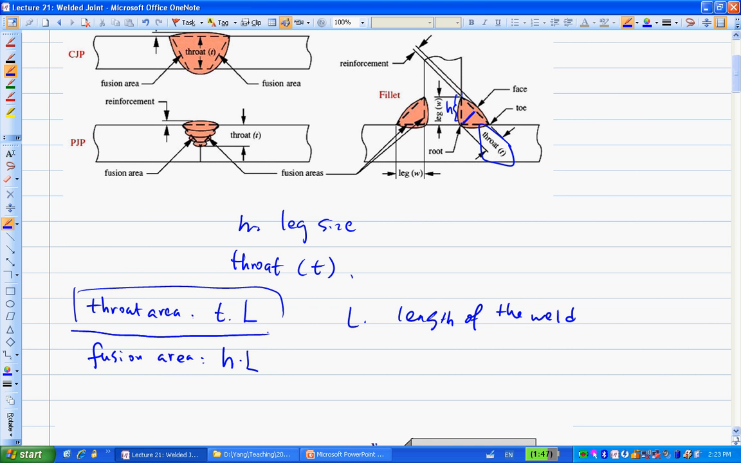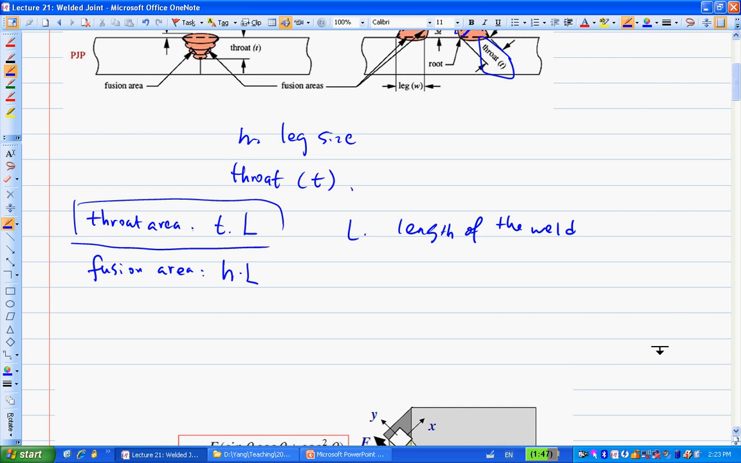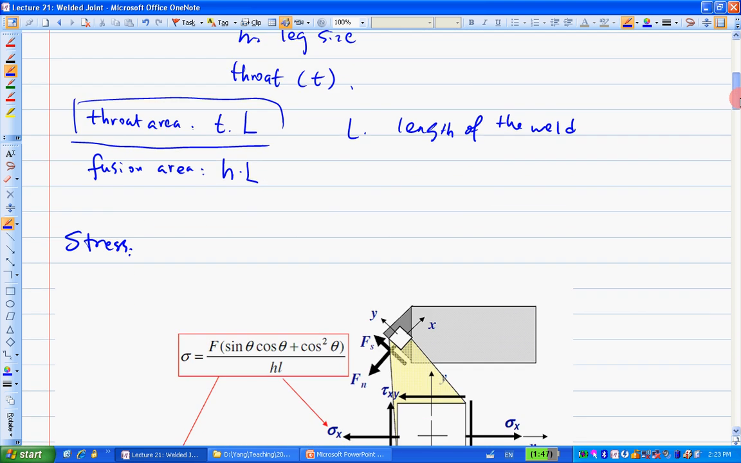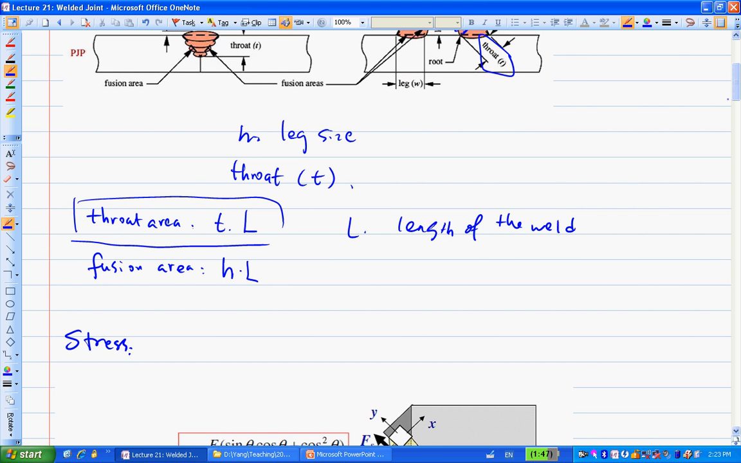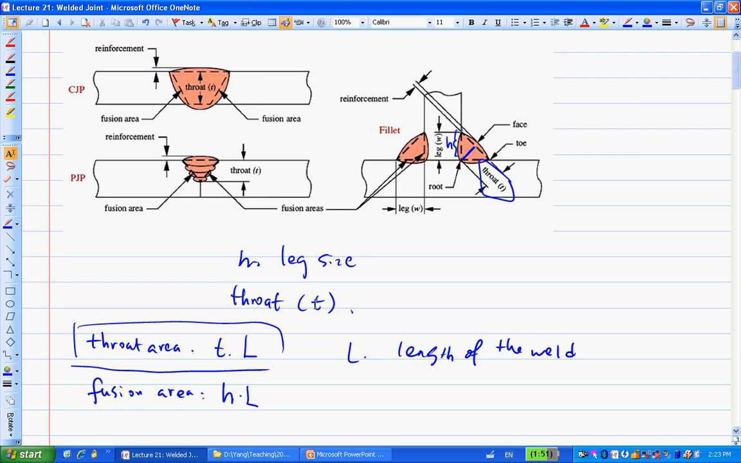Okay. So now let's look at the stress. How do we calculate the stress? First of all, let me show you a diagram here. You know what? I'll just use this diagram. This is the throat here, the throat T.